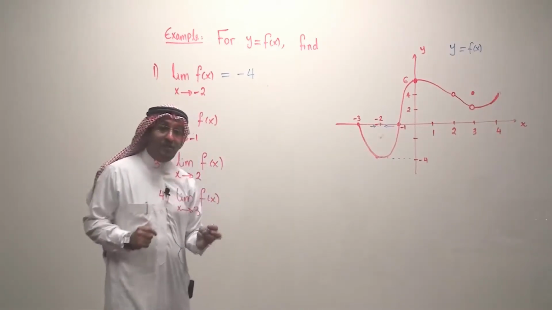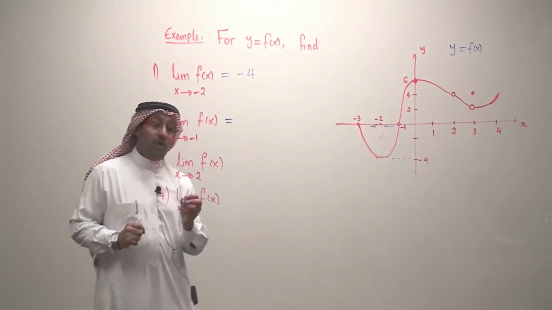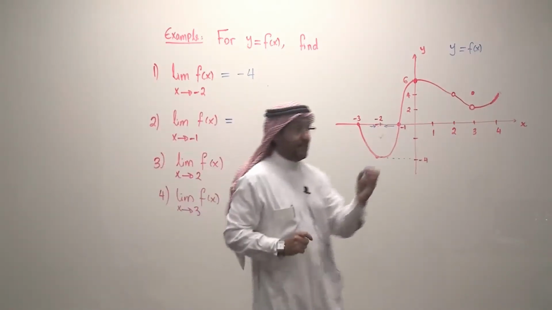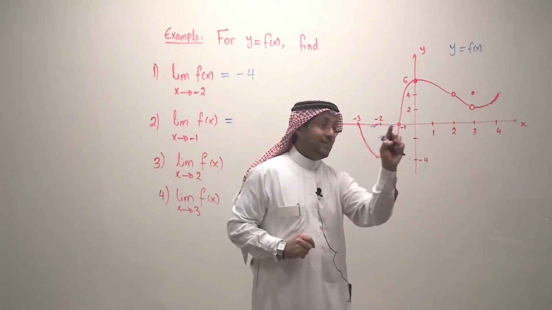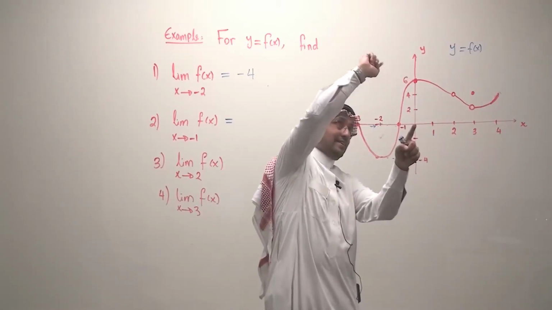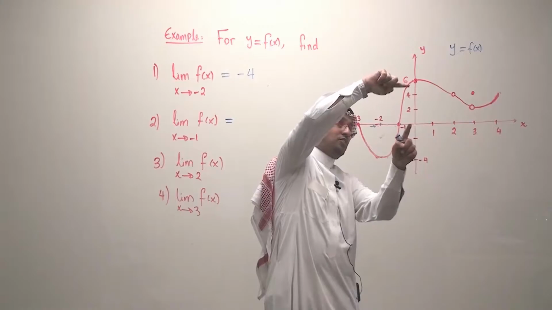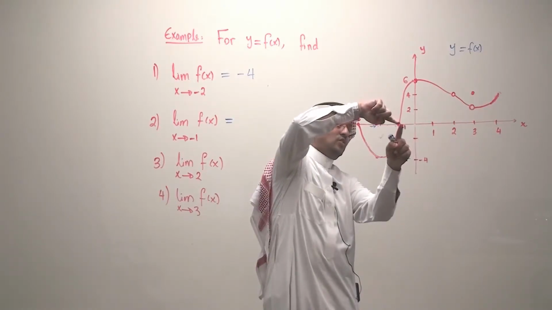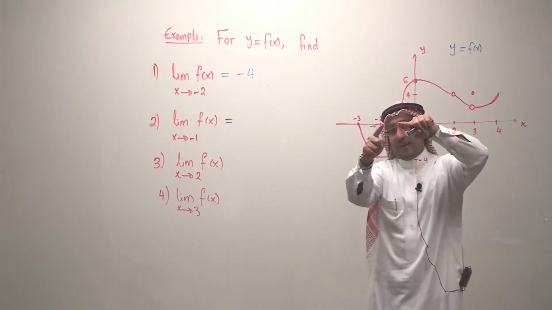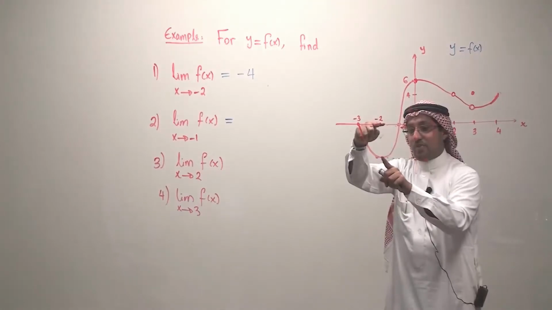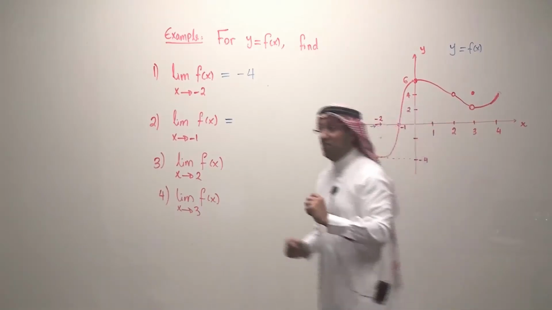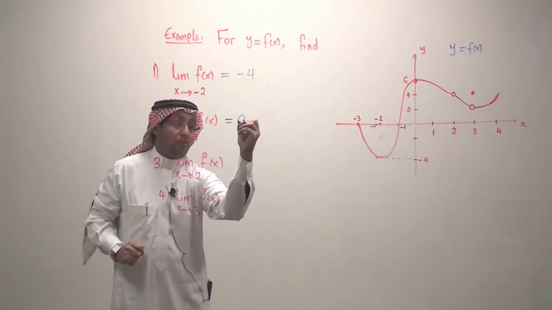Good. Now let's find the limit of the function when x is approaching -1. Where is -1? This is -1. Okay, so when x is approaching -1, say for example you are here, this is x and this is y. When you are approaching -1 this way, you are heading to what? Y equals 0. Similarly, from the right side, when x is approaching -1, you see the curve is going toward what? The value y equals 0. So it will be just 0.